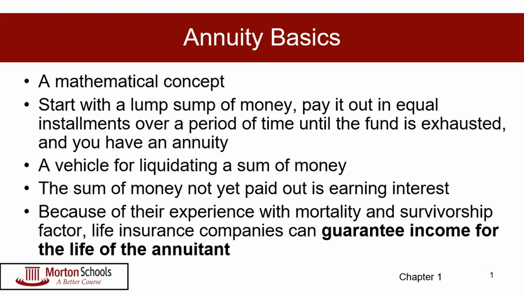Life insurance companies can guarantee income for the life of the annuitant due to their experience with mortality and survivorship factors. An example of an annuity is the 30-year lottery payout. So, an annuity is just a savings vehicle. It provides tax-deferred growth and guaranteed income for the life of the annuitant.